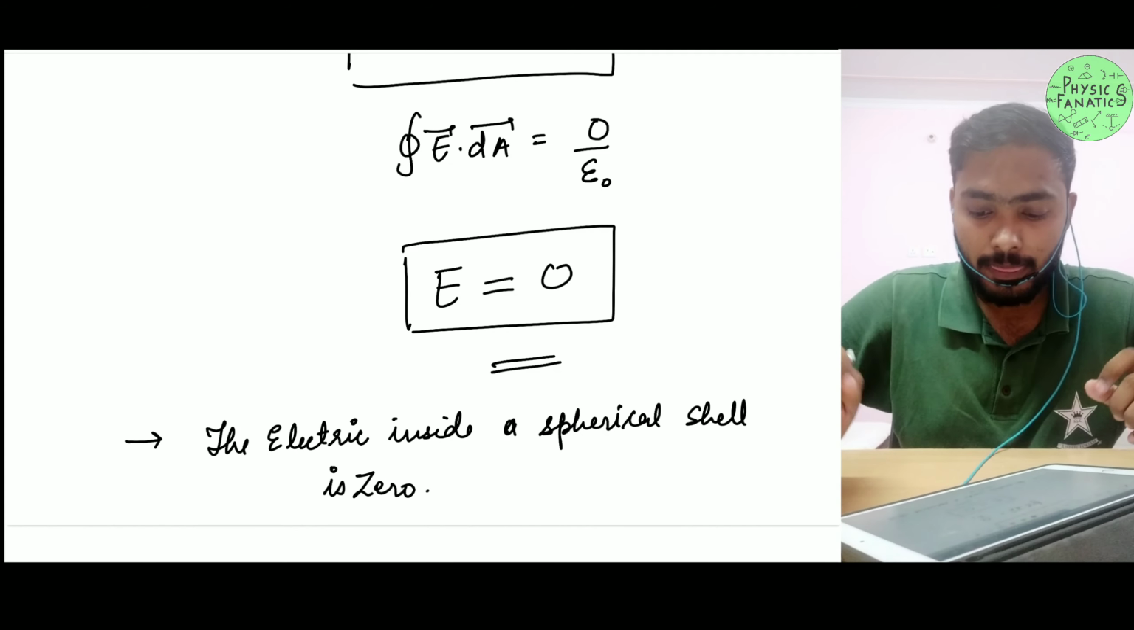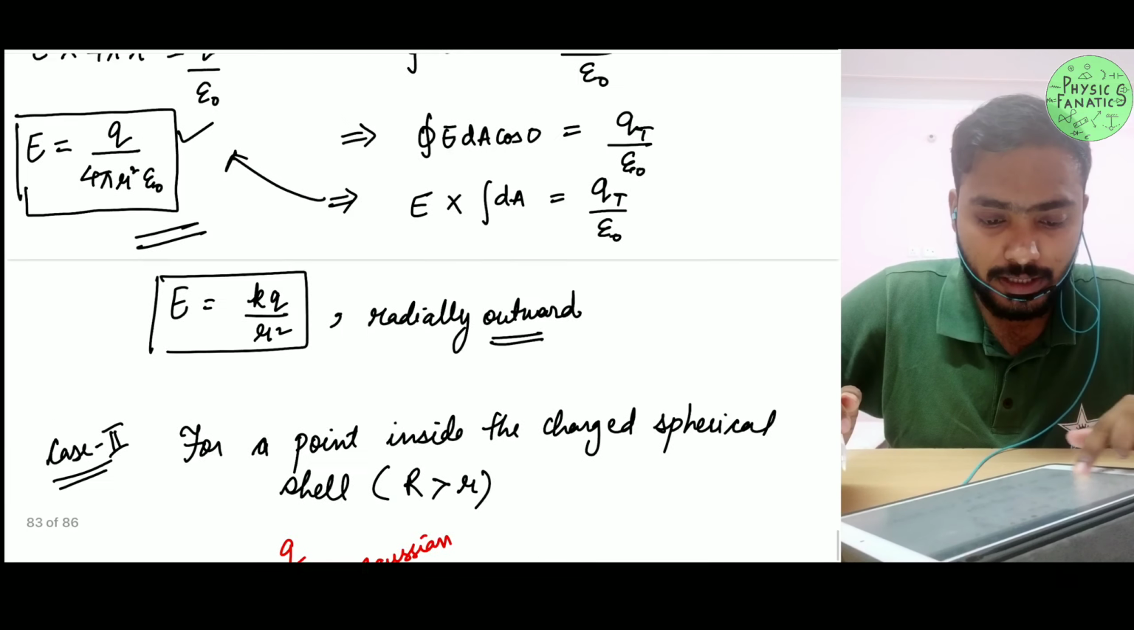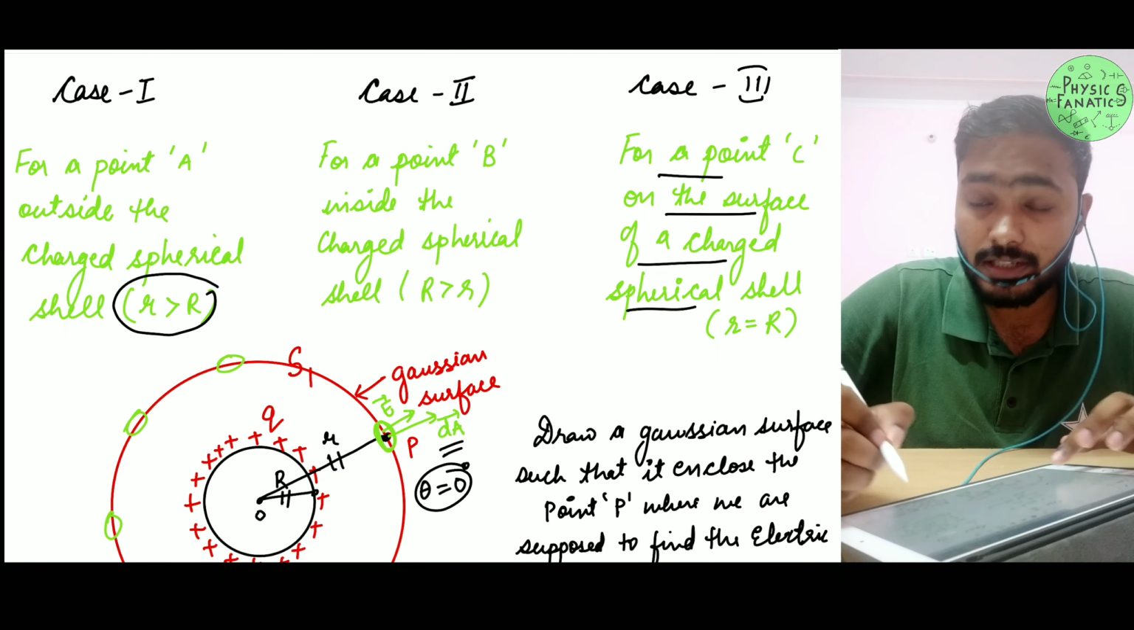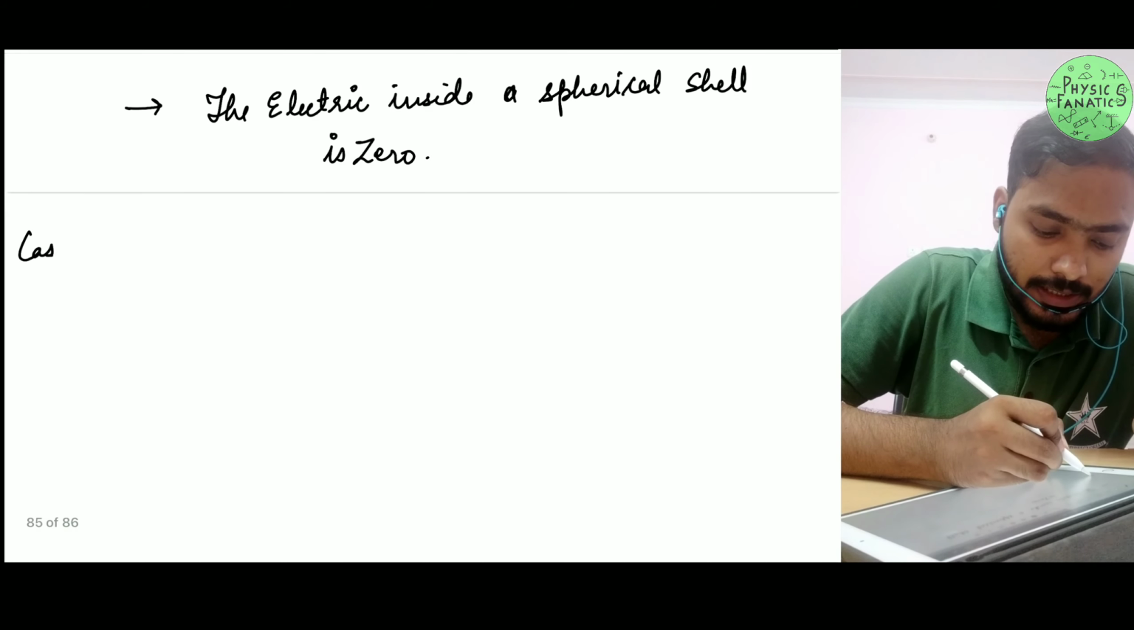Great. Now let's move on to the third case. What was the third case? Let's see here. The third case was for a point on the surface of a charged spherical shell. So we will talk about case 3.